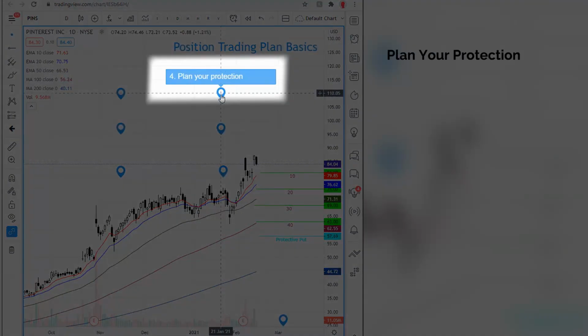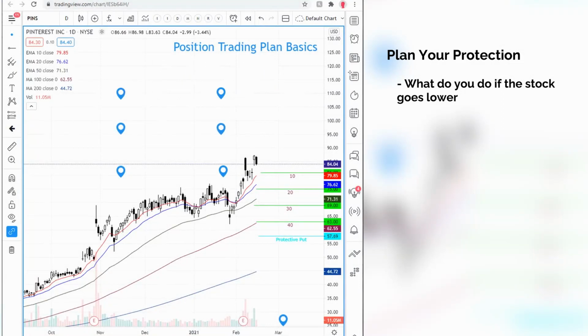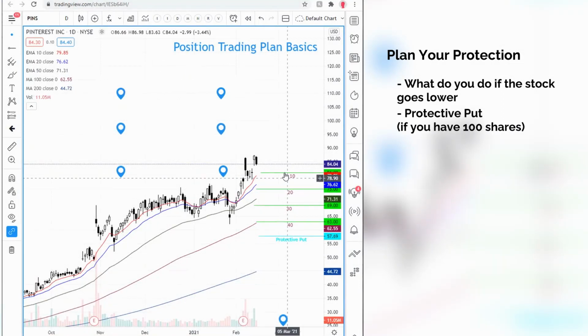So you're going to want to know what you do if the stock continues past your bottom tier. So I have a protective put here at the bottom because I'm getting into 100 shares. So if it breaks below this level, I would buy a protective put here. If you have 100 shares, you can do that.